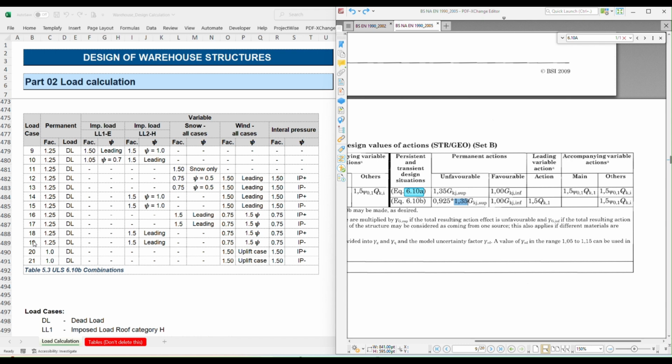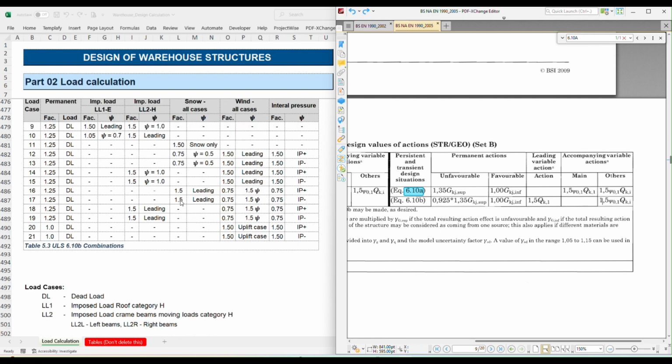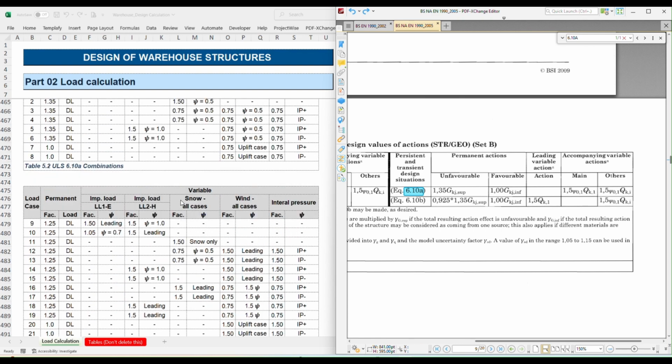And coming to the load numbers 18 and 19, here we are considering imposed load as leading and wind load as an accompanying variable load. And finally the uplift case, we reduced this to the favorable dead load, favorable combinations. So we are considering 1 here, and for the uplift case we are applying this 1.5 as per the partial safety factor. So these are all about load combinations.